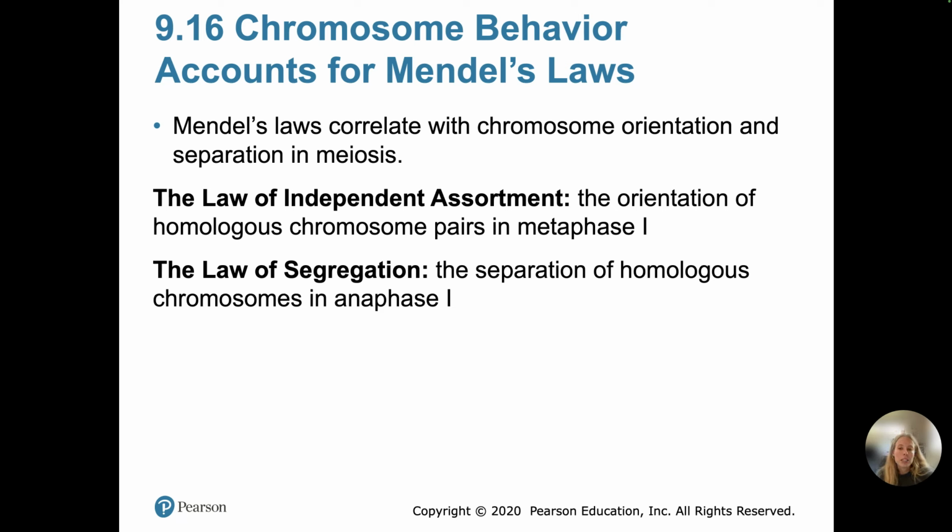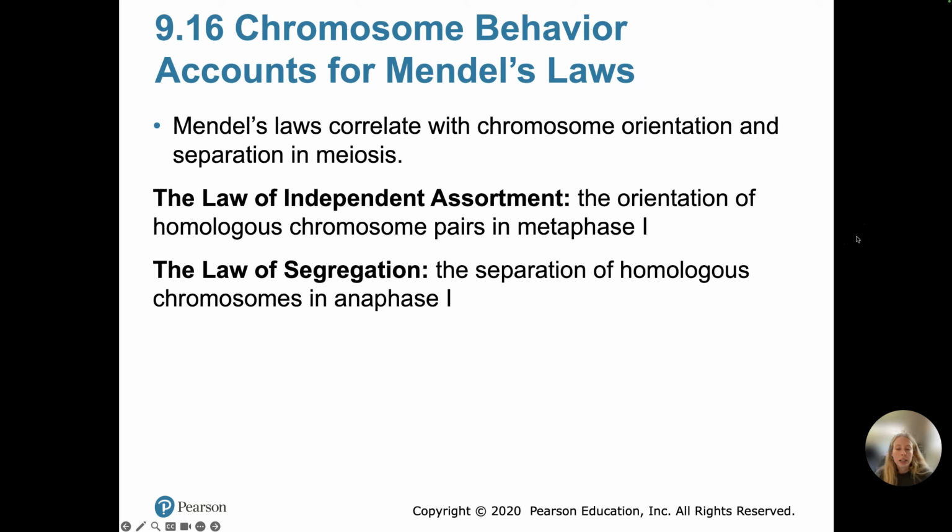So the law of independent assortment explains the orientation of homologous chromosome pairs in metaphase 1. Remember, the homologous chromosome pairs can assort independently or assort randomly. So it doesn't matter which one's on the left and which one's on the right. It's completely random. That's what the law of independent assortment refers to.